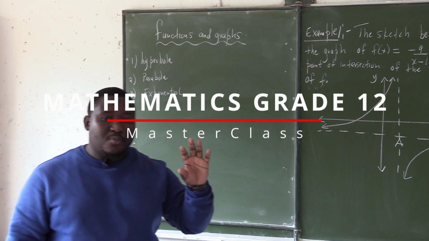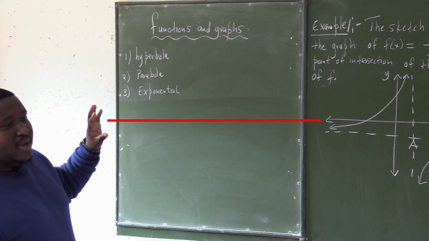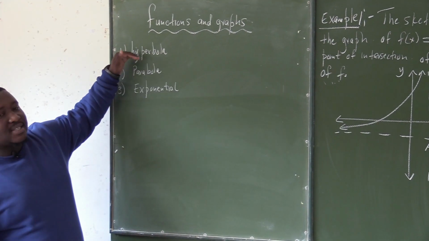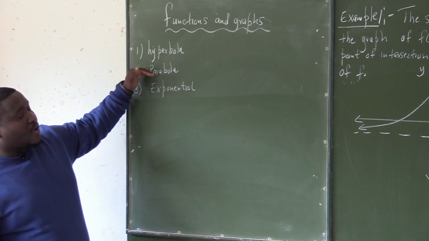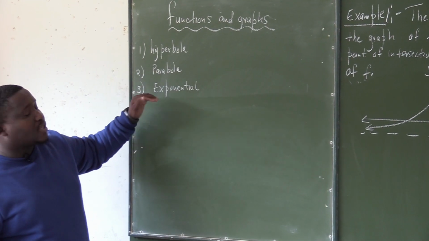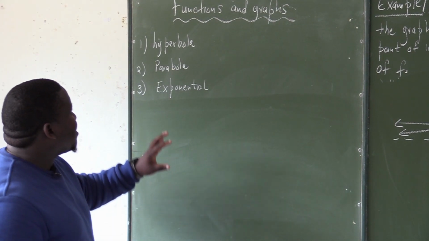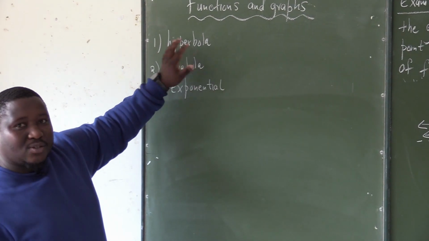So in this topic we are going to be looking at three graphs. The first graph we are going to be looking at is the hyperbola. The second one will be the parabola, and then your exponential graph. Maybe to give you an idea of what is happening with regard to the hyperbola.